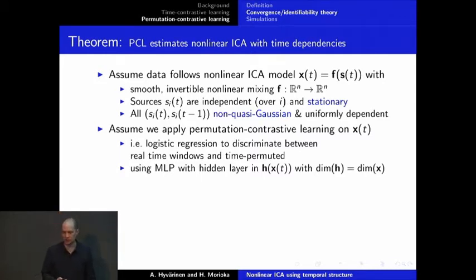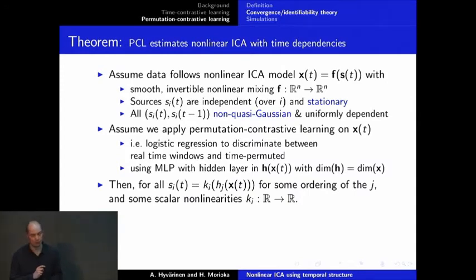That is, logistic regression to discriminate between real time windows and time-permuted time windows, using an MLP where, again, the hidden layer has the same number of units as the number of dimensions. And then what we can prove is that actually the independent components are given by the outputs h_i of the hidden layer units, up to certain scalar, actually invertible scalar nonlinearities K_i.